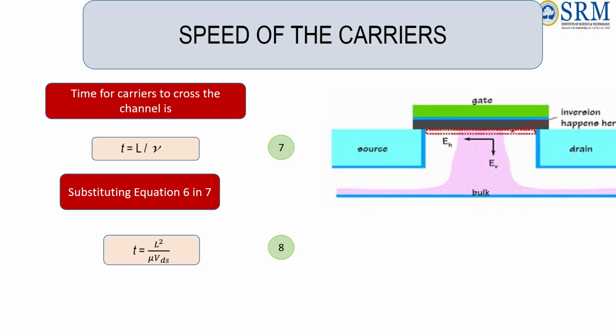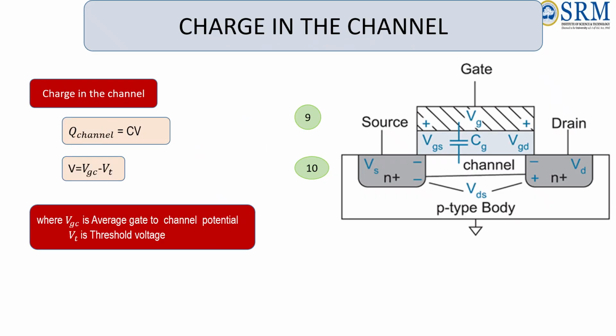So the time taken for the carriers to cross the channel whose length is L is T is equal to L by V. We have got the expression for V in equation number 6. Substitute this, we get T is equal to L squared divided by mu into VDS. The channel charge density is equal to the gate capacitance times the gate voltage in excess of the threshold voltage, or VGC minus VT, where VGC is the average gate to channel potential and VT is the threshold voltage.